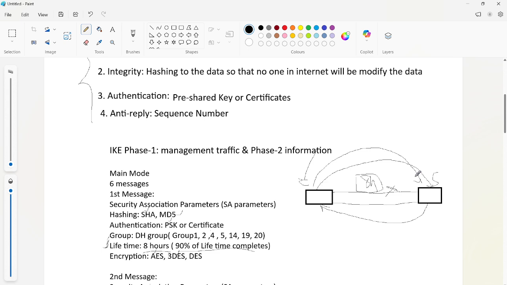It is just the same as your DHCP lease time. In DHCP you have a lease time, right? If you have a lease time of 8 days, and 50% of the lease time completes, the client will send an IP renewal to your DHCP server. In the same way, once 90% of the lifetime completes, it is going to renegotiate again to keep all your configuration intact, and to check whether your configuration matches with the other firewall or not.